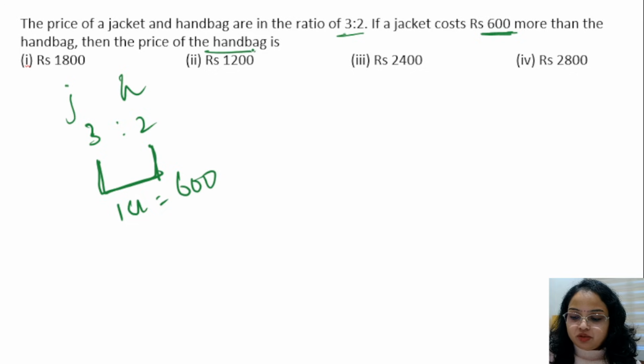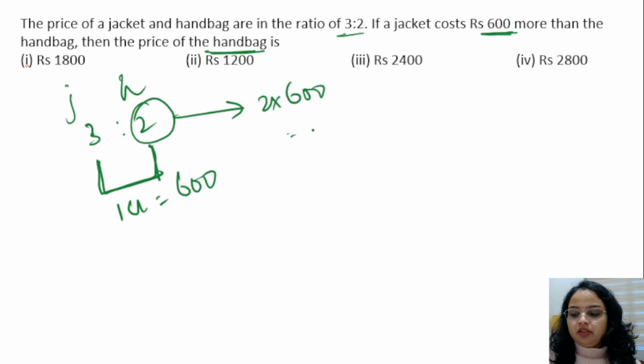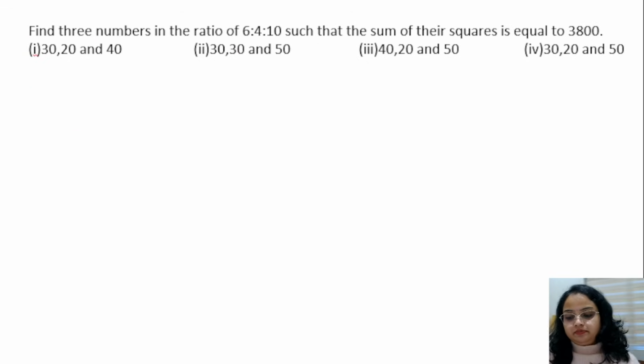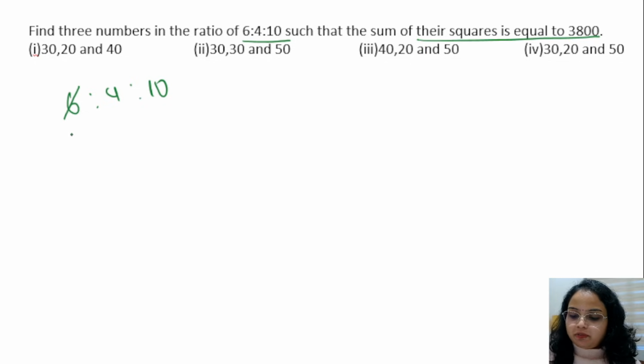So what is the price of the handbag? Price of the handbag is 2 units. 2 into 600, it is 1200. Second option. Next one. Find 3 numbers in the ratio 6:4:10 such that sum of their squares is equal to 3800. We can further simplify as 3:2:5.